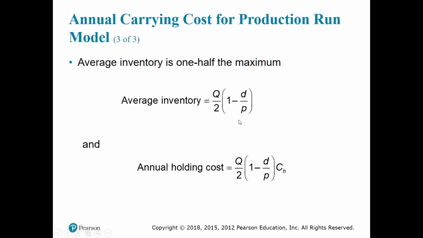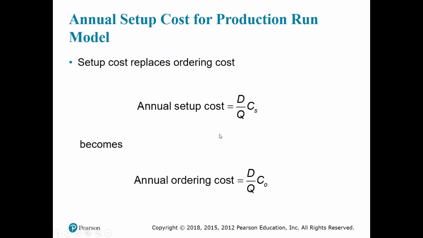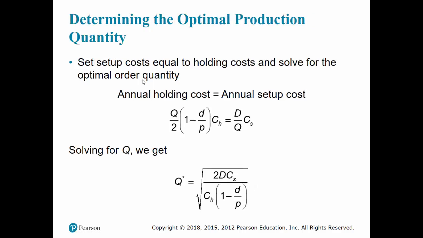Your setup cost is the same as before, so it is D over Q times C sub S. Instead of C sub O, we use C sub S just as a caution. So this is not the EOQ formula. This is the POQ, production run model. Then once again, like in the EOQ, the minimum cost occurs when these two costs are equal. So we set one cost equal to the other and juggle a little bit, and we get this formula. This is our optimum production quantity formula, OPQ.